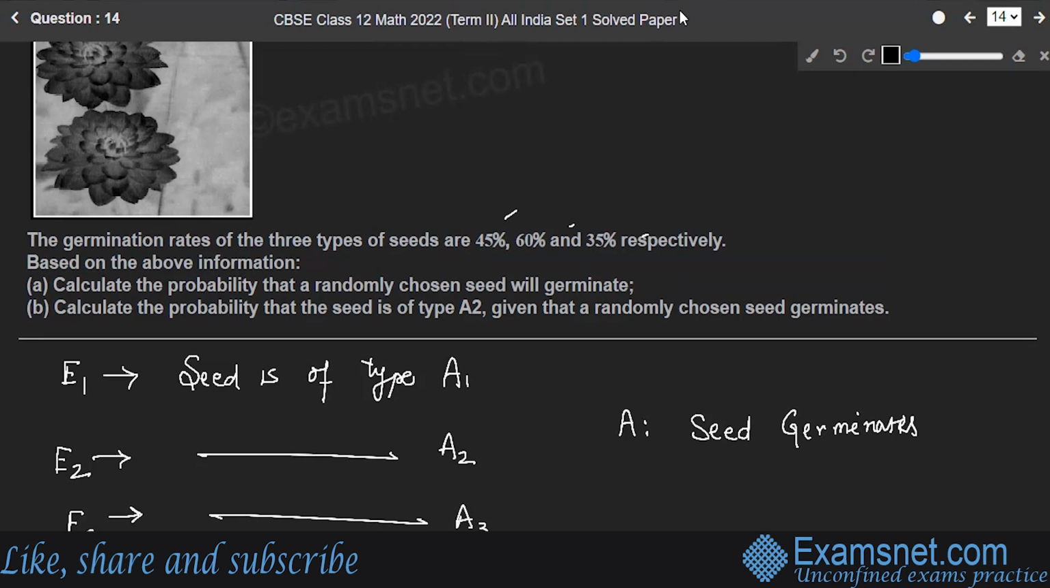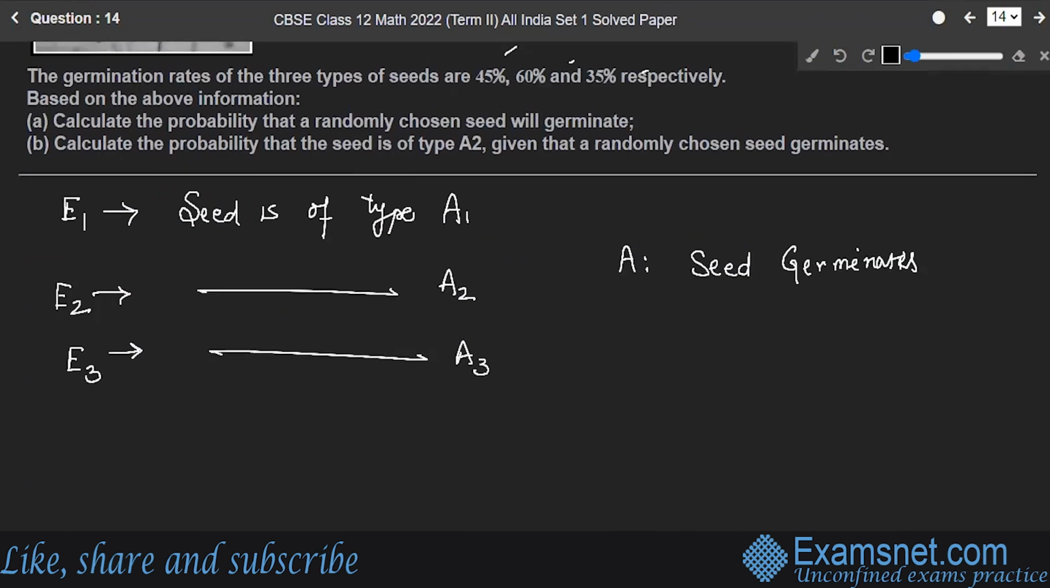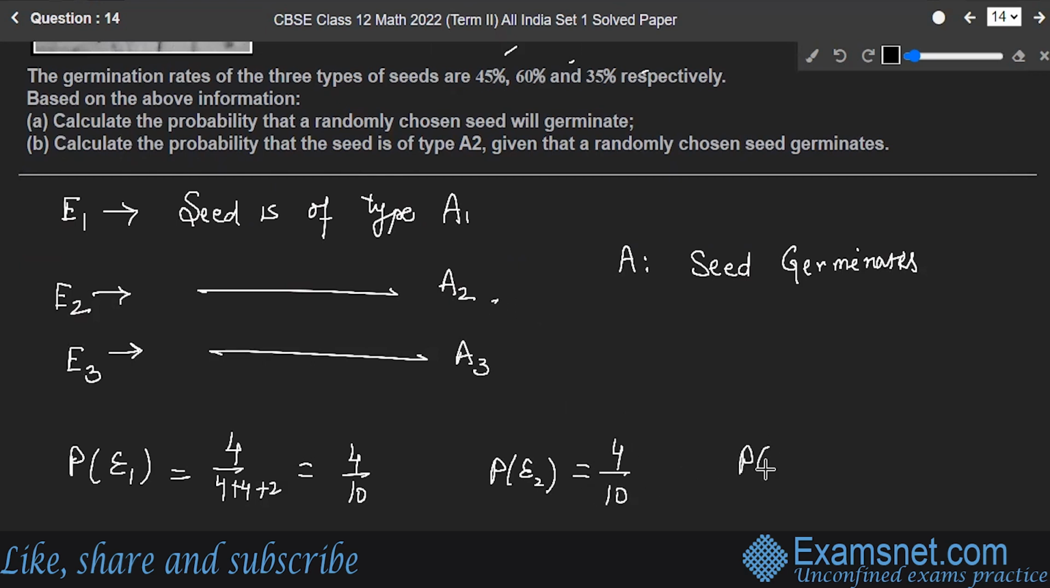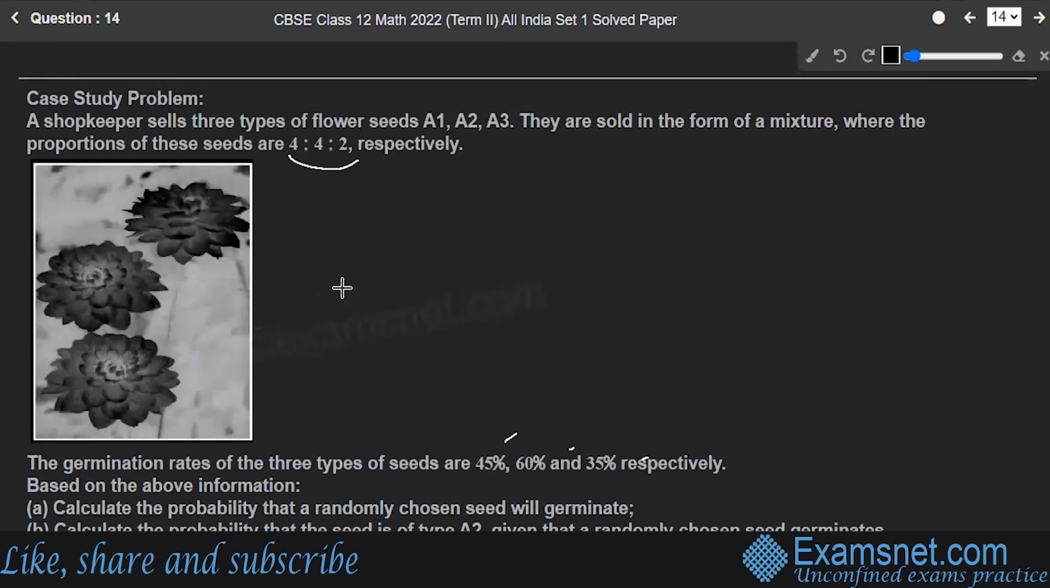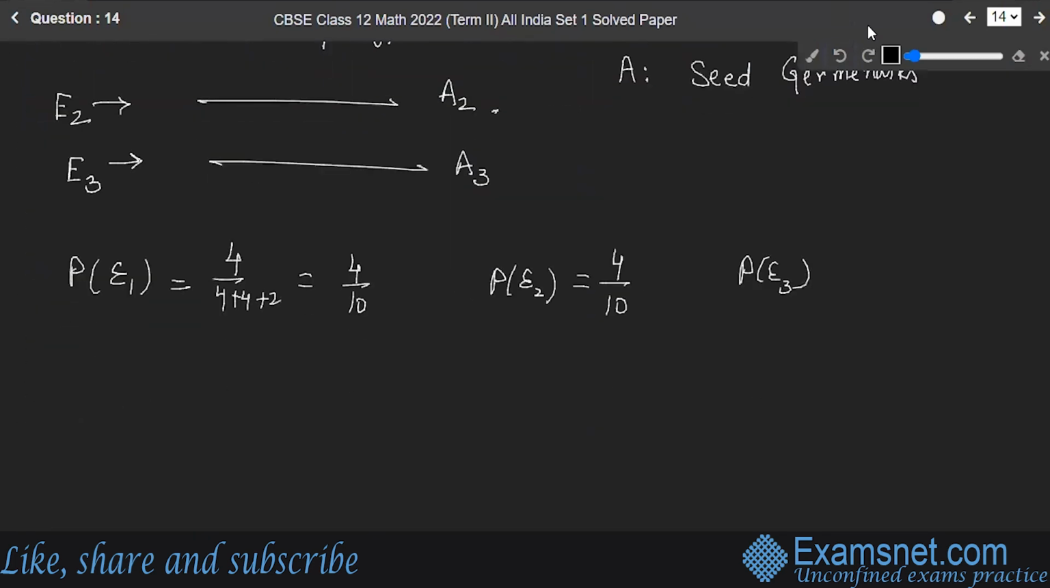Here it is given the proportion of these seeds are this, this, and this. Therefore, the probability that a type A1 seed will be chosen, that is the probability of event E1, is 4/(4 + 4 + 2), which is equal to 4/10. Probability of E2, that is the A2 type seed will be chosen, is again the same 4/10. For E3, this is why I'm writing it, because of this ratio, this is equal to 2/10. Correct.